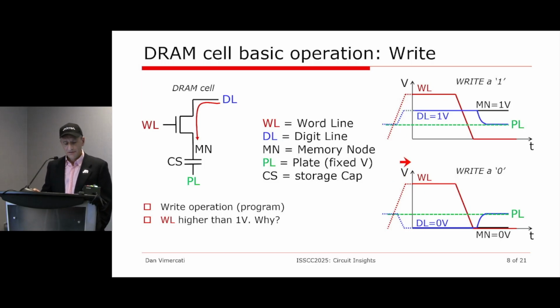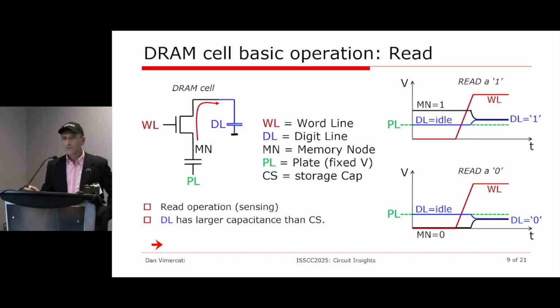But as you could see, here the word line went higher than 1 volt. And the question for you is, do you know why the gate may need to go higher? Please go ahead. Is it because of the threshold voltage of the NMOS? Perfect. Yes, thank you. So the word line needs to go higher than 1 in order to be sure that we are going to pass fully the 1 volt. Okay, thanks.